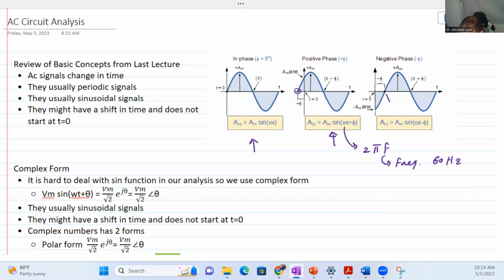If the signal starts before zero, the shift is positive. If it starts after zero, then we say it's minus. We discussed last lecture why it's positive and why it's minus, so you can go back and review that if you want.